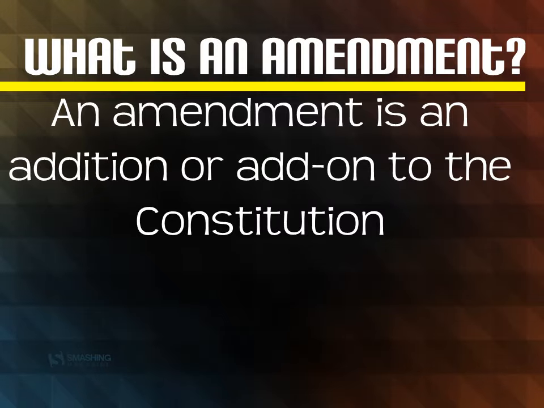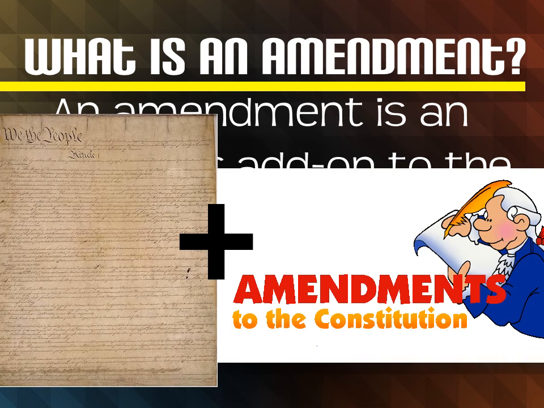Now, what is an amendment? An amendment is just an addition or an add-on to the Constitution. So when something is added on to the Constitution, that's an amendment. Because in 1787, the Founding Fathers wrote the Constitution, and the Constitution is a plan for the government. But if we ever want to change the Constitution or add something new, we have to do an amendment.